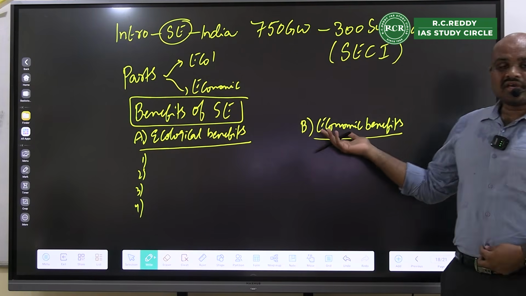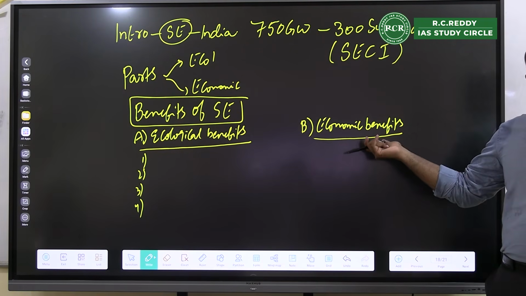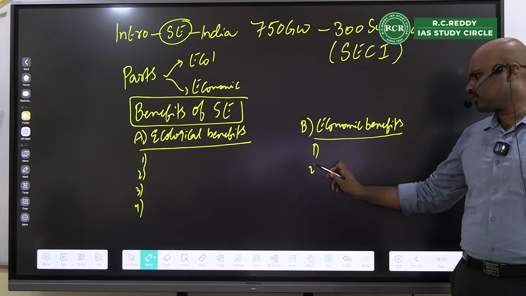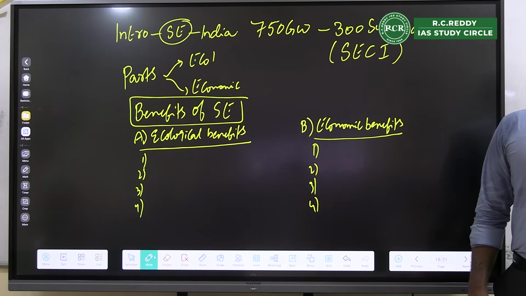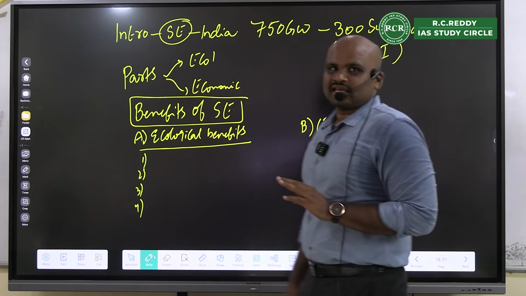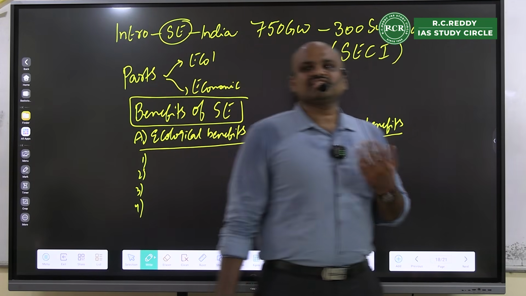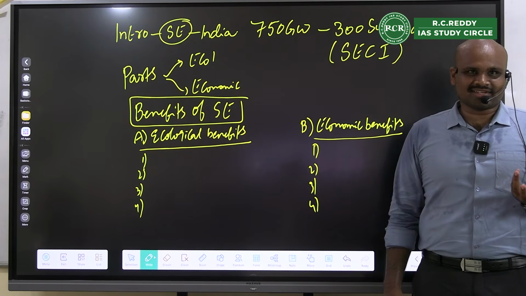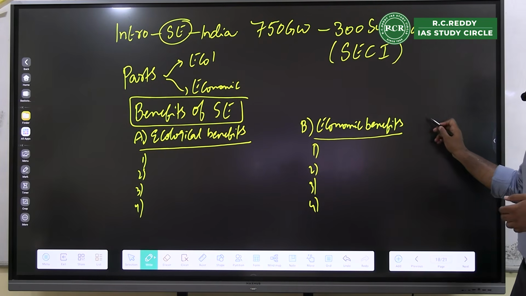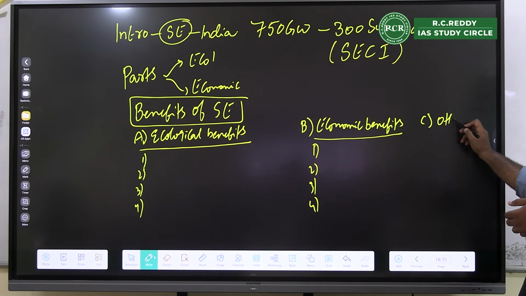So what is going to be my B, economic benefits? Again some points 1 2 3 4, whatever comes to mind I'll write. If I want to do something a little extra, right? Now somebody like me will definitely do it. What will I do? See, other benefits.